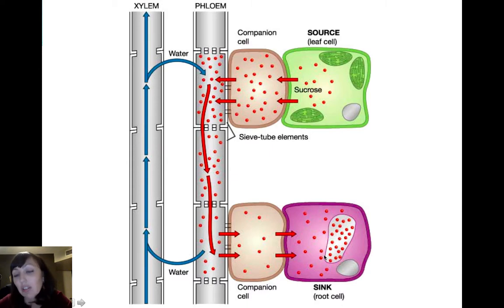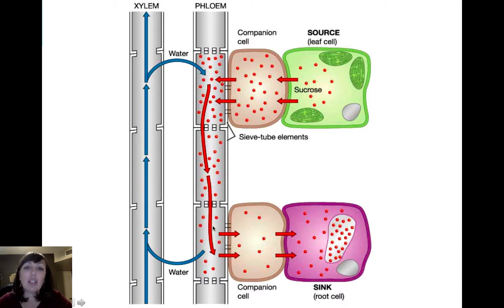And then once it gets down to another companion cell where it's ready to be loaded into a sink cell, so in this case this is a root cell, but it could easily be this cell going into a fruit. This companion cell starts to unload sucrose from the phloem into the sink cell. So in the process of doing this, now the concentration gradient is changing again, right? Because the solute is decreasing. And so then the water potential is changing. Water starts to move again down the concentration gradient back into the xylem. Okay, and then it starts the whole process over again.